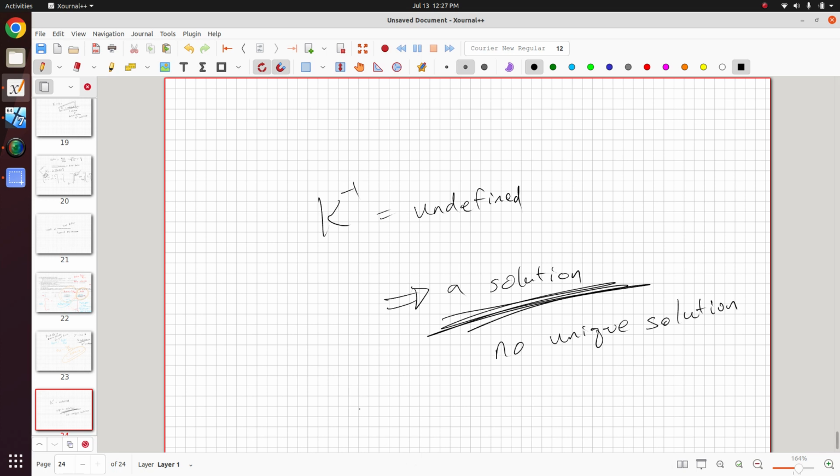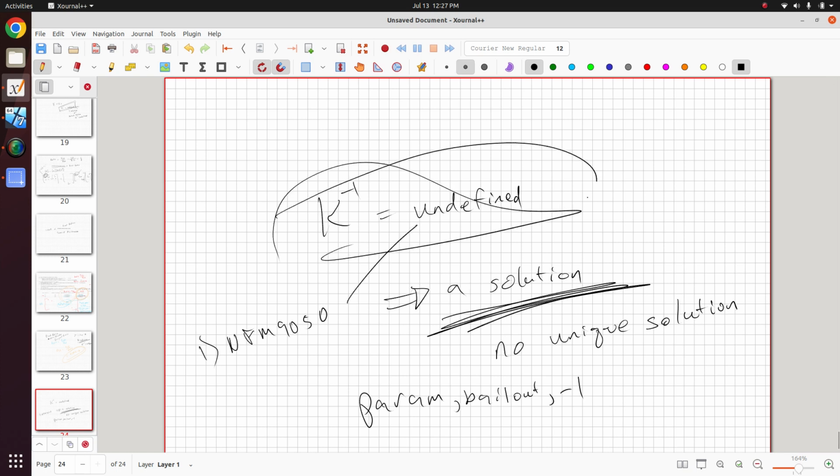When you use PARAM BAILOUT -1, this is what you're doing. When you first get a mechanism, you get UFM 9050. This is a big warning telling you that, hey, the universe is undefined. You have a mechanism here. That's what we get, UFM 9050.